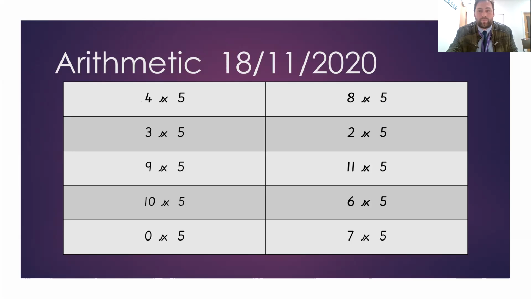For the 18th, we're looking at the 5 times table. So get your stopwatch ready, and off we go. It's 4 times 5, 3 times 5, 9 times 5, 10 times 5, 0 times 5, 8 multiplied by 5, 2 times 5, 11 times 5, 6 times 5, and 7 times 5.